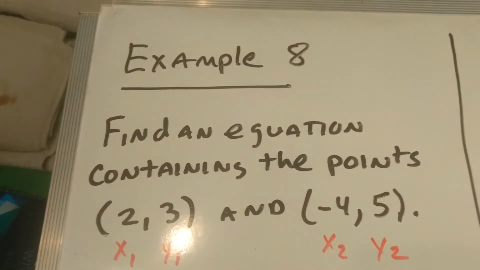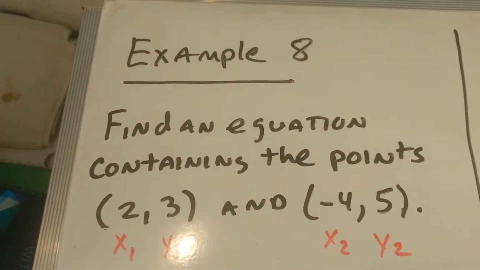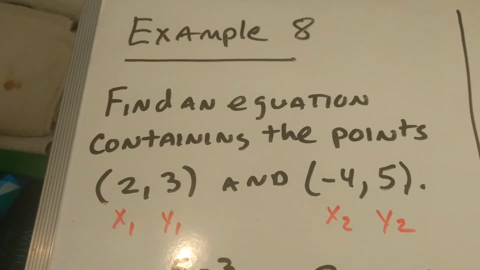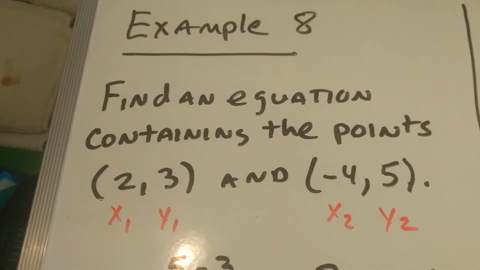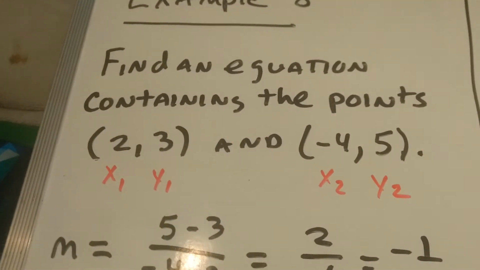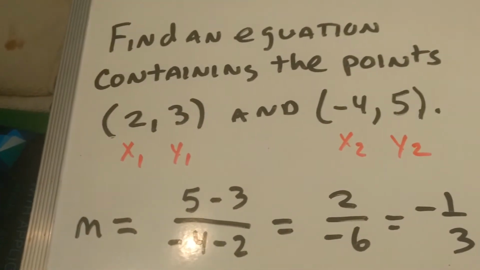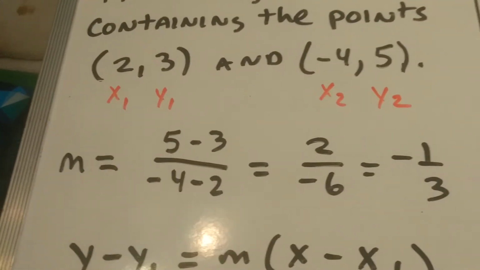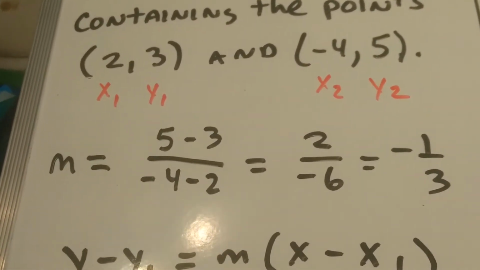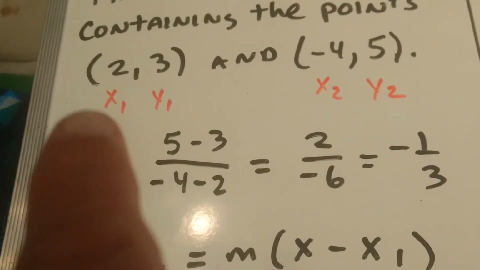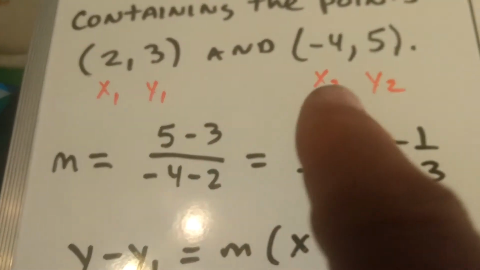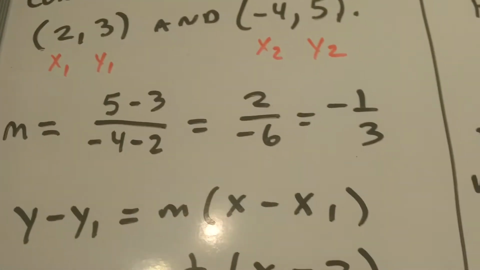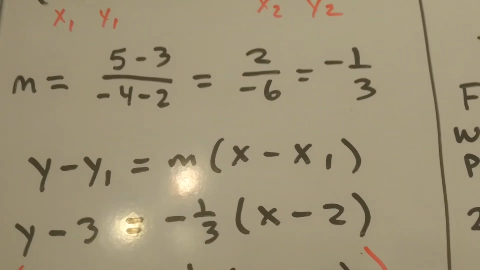This first question is example 8 in your textbook. It says find an equation containing the point 2, 3 and negative 4, 5. Well, when we have 2 points, we're going to use point slope, but in order to use point slope, we have to get the slope first. So we use the slope formula. Notice I've labeled the 2 and the 3, x1, y1, the negative 4 and the 5, x2, y2. Put those in the proper places, we get a slope of negative 1/3.